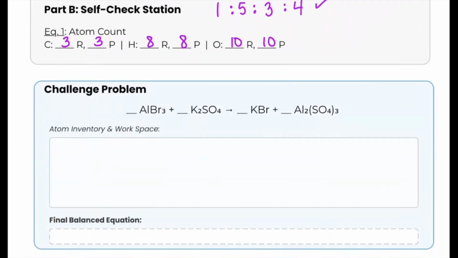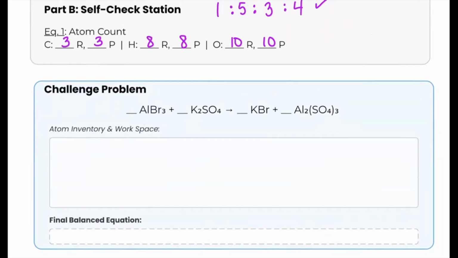Now let's try a more challenging problem. The reaction reads, AlBr3 reacts with K2SO4 to yield KBr and Al2(SO4)3. Now I really encourage you to pause this video, give it a try on your own, and then come back and check your work with me.